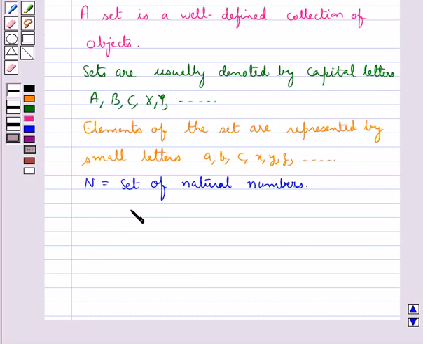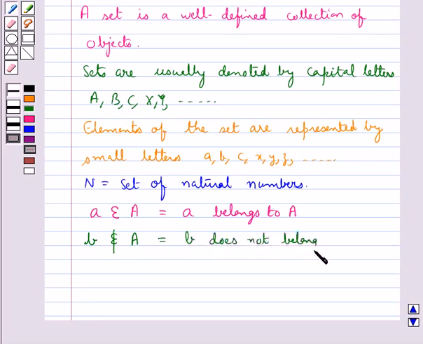If we have a set A and an element a, and we want to say that this element a is of the set A, we write it in this form. This means that the element a belongs to the set A. And if we have an element b that does not belong to set A, we write it in this form. That is, b does not belong to the set A.